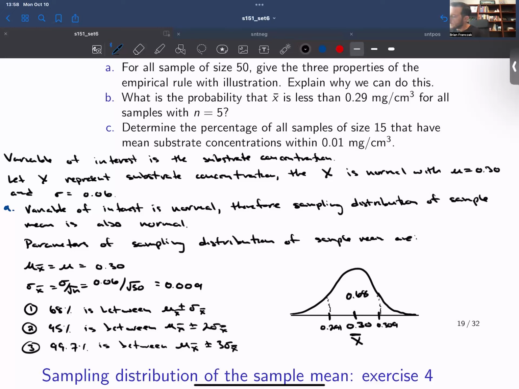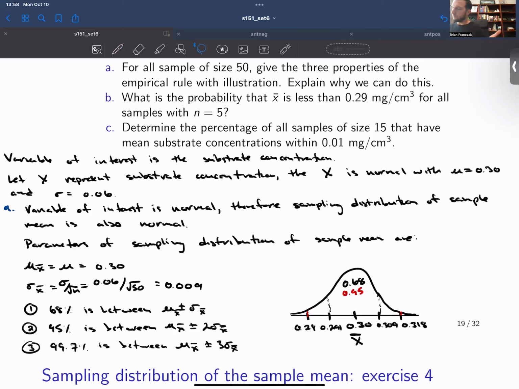Okay. Now, if I move 2 standard deviations from the mean, right, I'm going to move 2 standard deviations over now. So I'll have 0.318 here, and I will have 0.282 here. So then if I mark these with a red dash, that's going to be the 0.95.